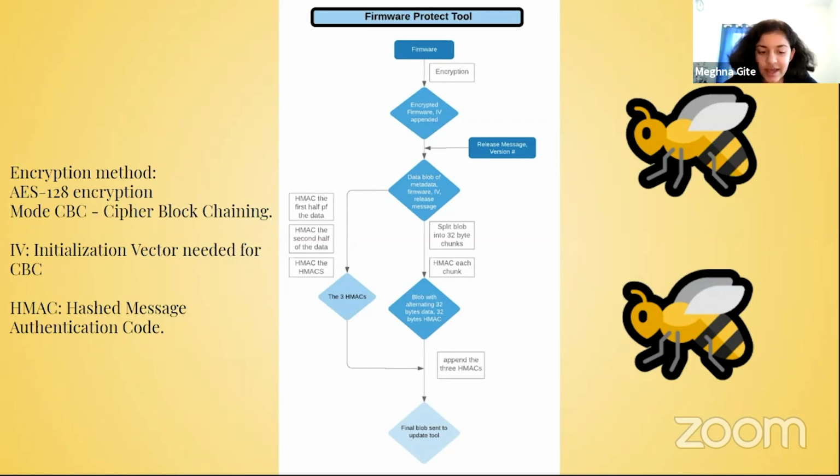Taking this metadata, a hashed message authentication code is created, or an HMAC. An HMAC preserves the authenticity and integrity of the firmware because it uses a secret key to make a unique tag out of the firmware. If the actual firmware is changed at all, this tag won't match up. So then the big data blob is split into 32-byte chunks, and the HMACs are generated for each of those chunks as well. We then have 3 final HMACs, one for the first half of the data, one for the second half, and one of those HMACs.